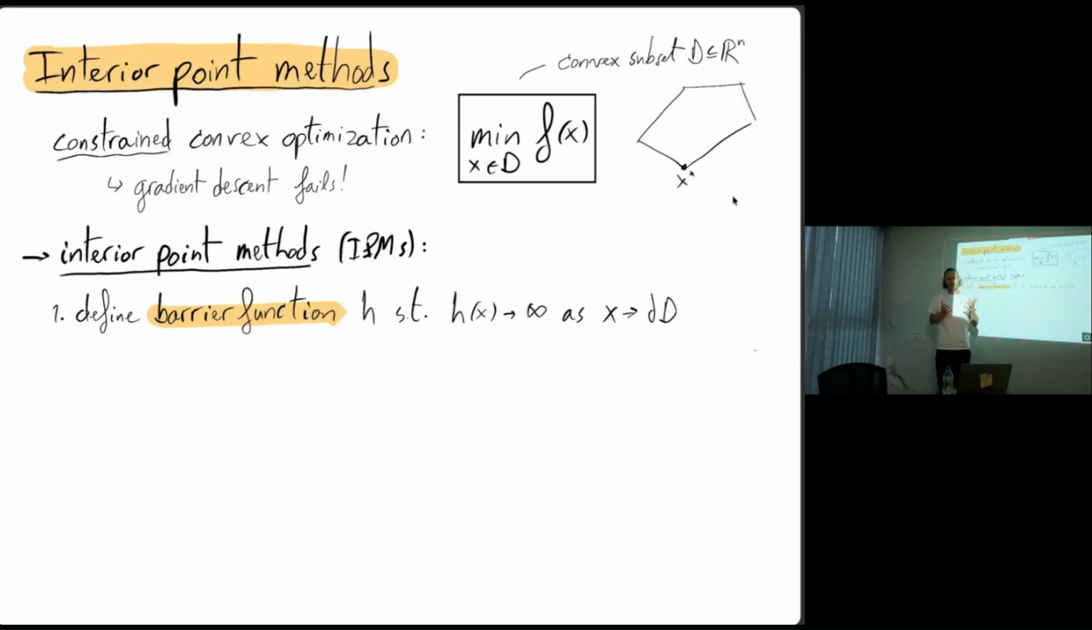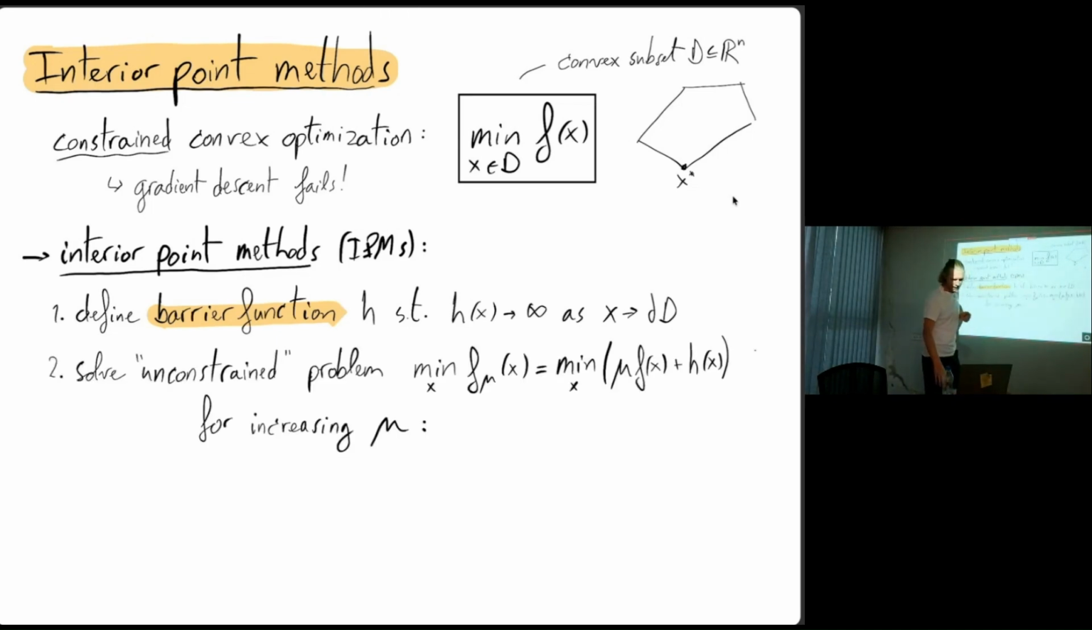But of course, this is a little bit tricky. Because if this were a linear function, for instance, then your optimizer will always be in a corner of your convex region. So you want to be close to the boundary, but then you're putting this barrier function here. So it's a little bit subtle, but you can make things work actually. And the key idea of interior point methods is that you introduce this barrier function h.